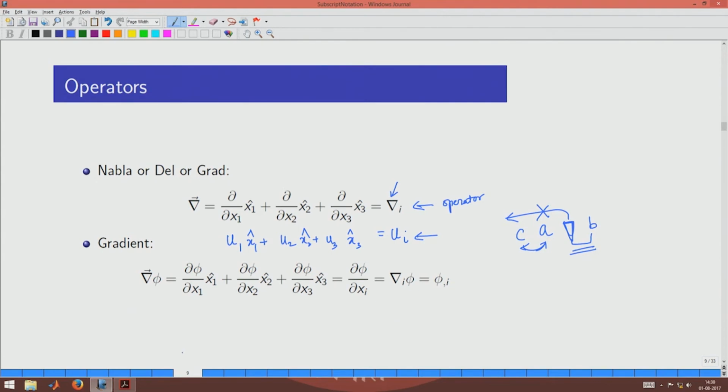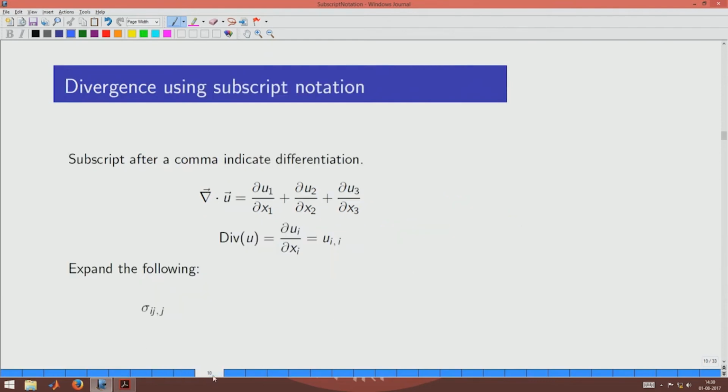You could see what we are writing here. We are writing the gradient of phi using the operator, and then we have put the symbol i there, pretending that the operator is also indicated with a subscript and treating it on par with a vector. Okay. And if you then combine these, then we could write expressions that give some more meaning.